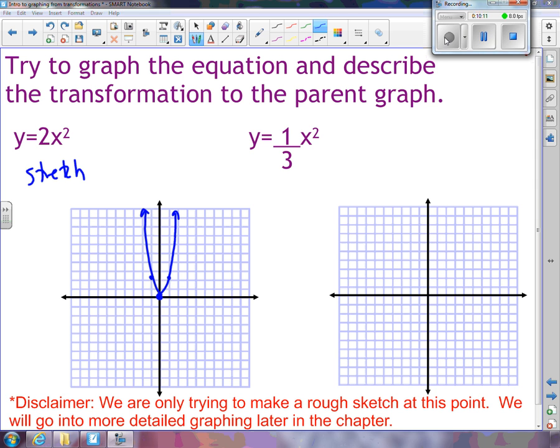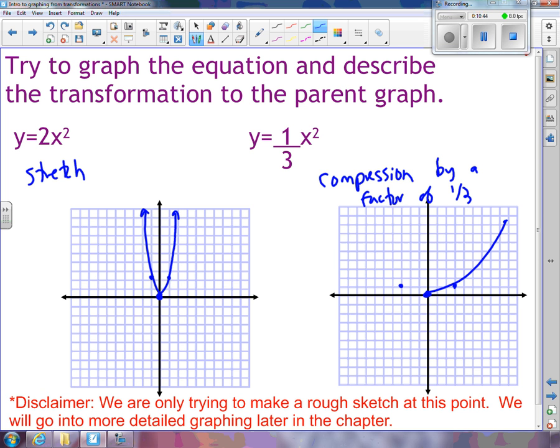All right, last example, then you can answer your questions and be done. Here, because this 1/3 is a number that is less than 1, this would be a compression of our graph by a factor of 1/3. So my vertex is still at 0, 0. But instead of starting with the point up 1 over 1, I'm going to go up 1 and over 3. And same on the other side. So this graph is now just very wide.